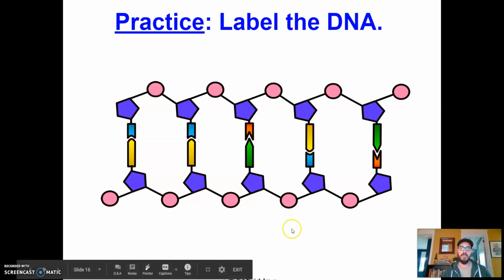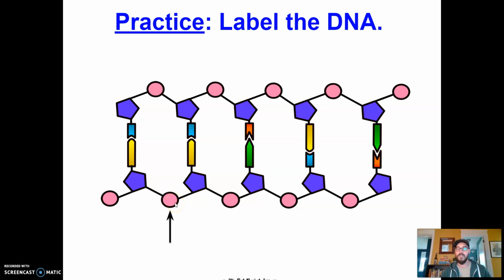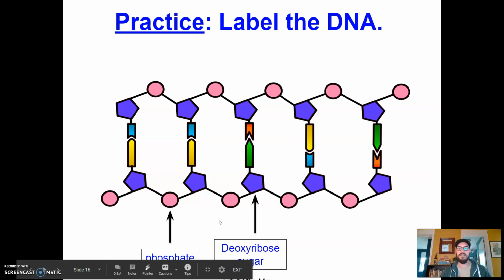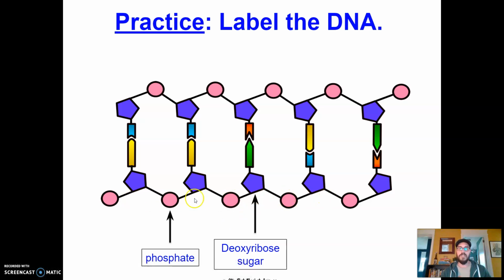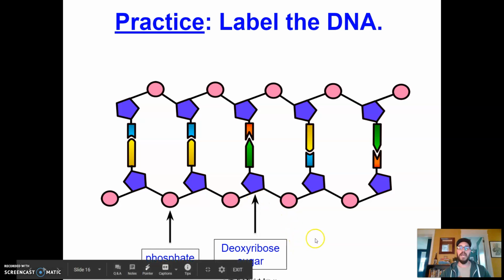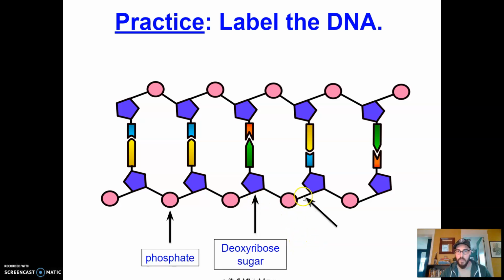So let's go through and try and label our DNA here quickly. All right, so what is this thing? You've seen it before. They're always represented as these little circles. You saw them in ATP. They were the P part of ATP, and that would be your phosphate. So what's this thing? That would be your deoxyribose. That is your sugar. So these together make up our sugar phosphate backbone. What is this bond representing? Remember, this is a strong bond. You want your backbone to be strong. That is a covalent bond.